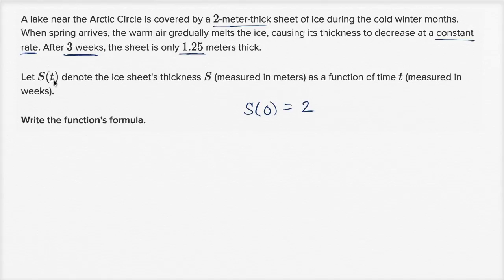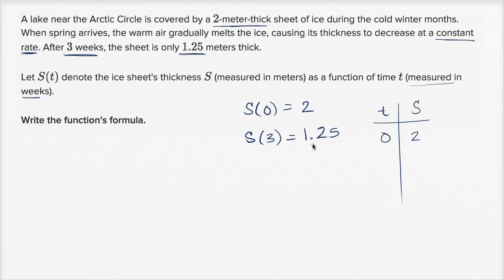And when we have the function S of t, S is measured in meters, time is measured in weeks. So after 0 weeks, we're 2 meters thick. And after 3 weeks, so S of 3, we're 1.25 meters thick. Or another way to think about it, I could write t here in weeks and s in meters. When time is 0, we're 2 meters thick. And when time is 3 weeks, we are 1.25 meters thick.